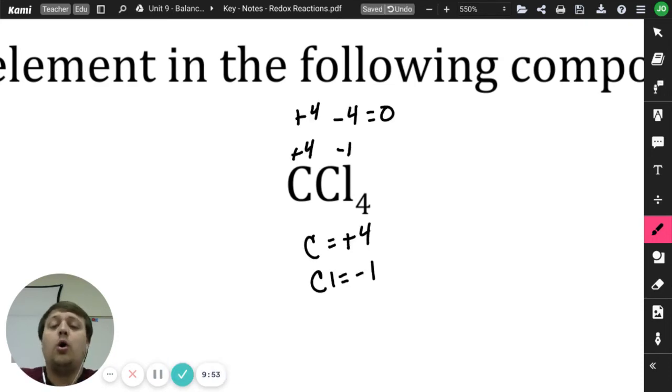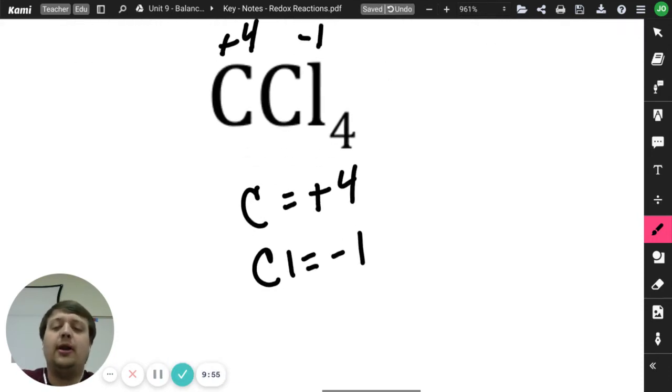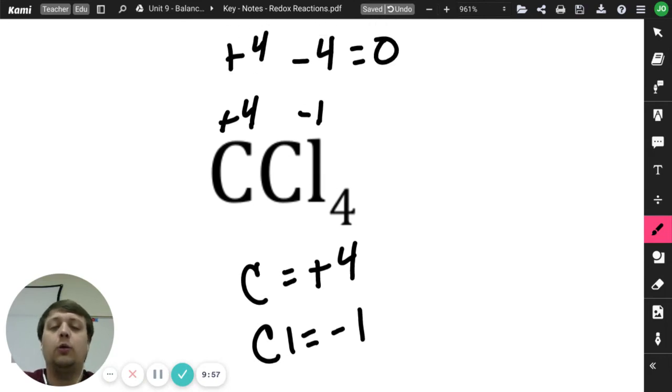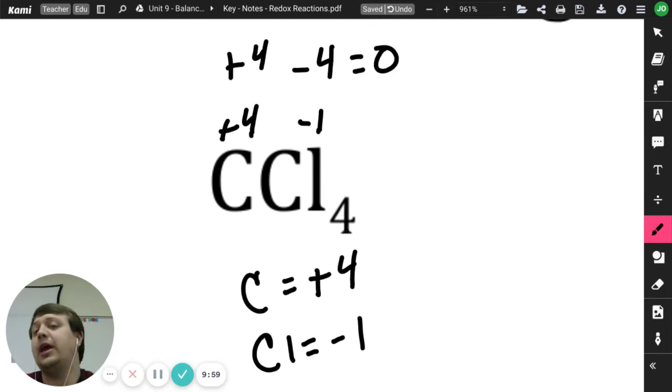Okay, so what you should have found is that carbon has a positive 4 and chlorine has a negative 1. I just looked on my periodic table and found that chlorine is closest to that top right corner, so it's going to have its charge, which is negative 1 for everything in group 17. You've got 4 of those, so 4 times negative 1 gave me negative 4. Want it to equal 0, so I need a positive 4 to cancel that out. There's only one carbon.